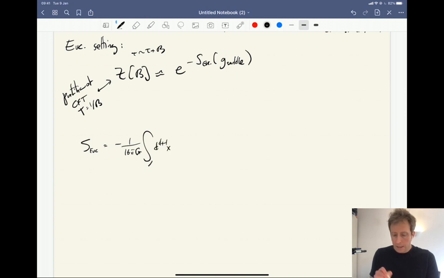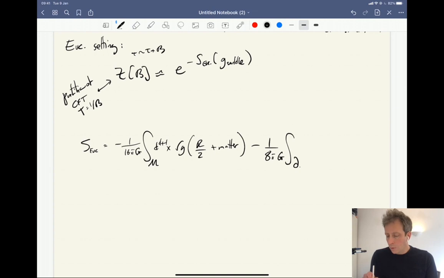So if I've got some manifold M, very generally, this would be my Euclidean gravitational action. There's the Einstein-Hilbert term. There's some matter terms if I've got them. But there's also one more term here called the Gibbons-Hawking term, where if I have a boundary in my geometry, I have to add on this Gibbons-Hawking boundary term, which makes the variational problem well defined.